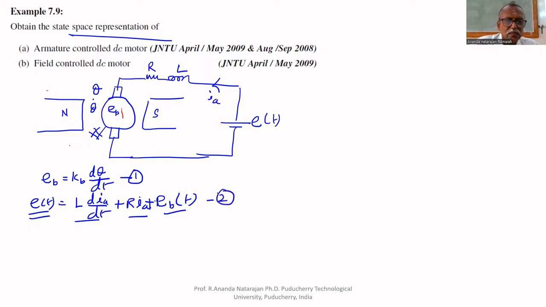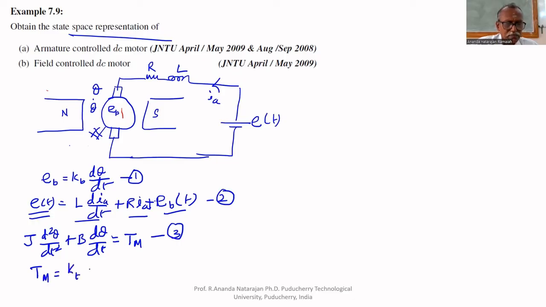This is the second equation. The third equation is the mechanical equation: J d square theta by dt square plus B d theta by dt equal to T_M. This is the third equation, the mechanical equation. The relation between the electrical and the mechanical equation is that the mechanical torque equals K_T I_A. These are the four equations for the armature controlled DC motor. We have to put them in a state space model.